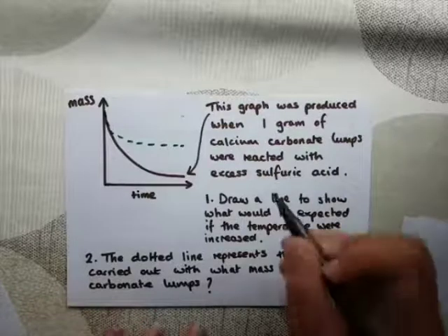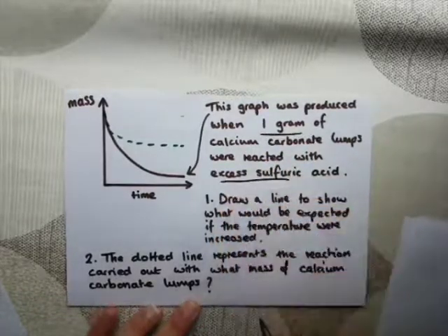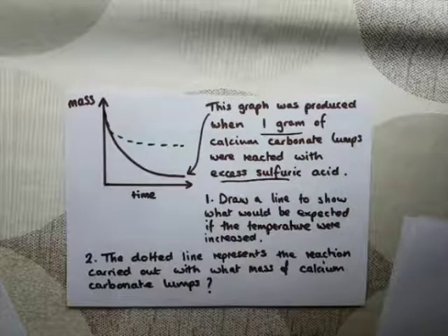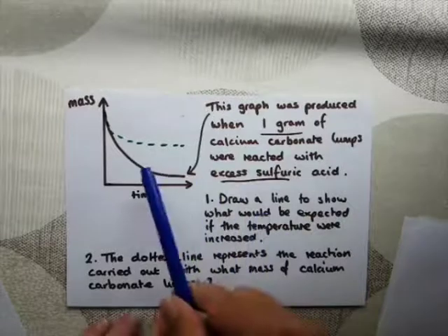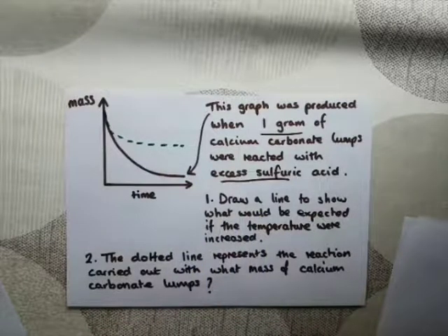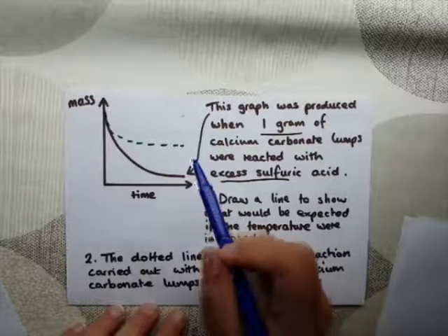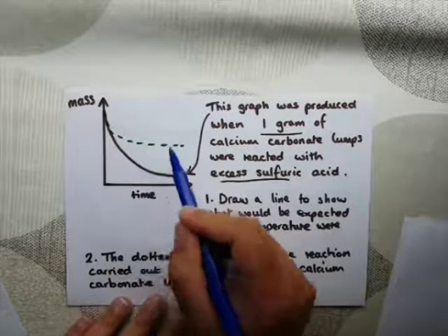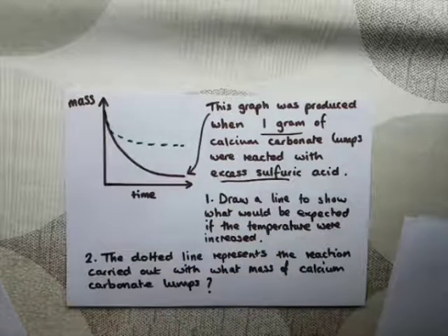So again, we've got a number here. We've got 1 gram, that's important, and the acid is in excess. What I want you to do is sketch the graph and then draw a line to show what would be expected if the temperature were increased. And secondly, I've got a dotted line on here. The dotted line represents the reaction carried out with what mass of calcium carbonate lumps. So you've got to work out roughly what mass of calcium carbonate lumps might have produced this dotted line here. So pause the video now and try and answer these questions.